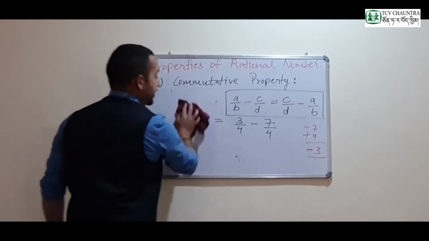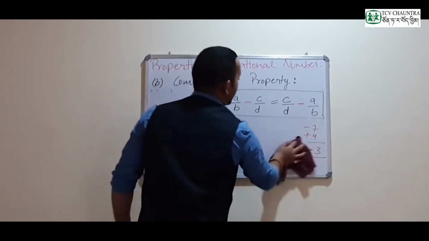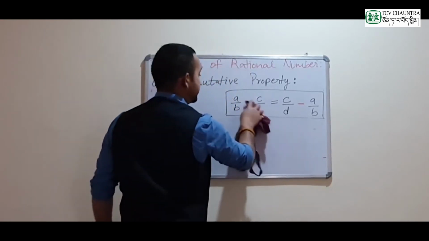So now we will check multiplication. Now we are going to check the commutative property for multiplication.